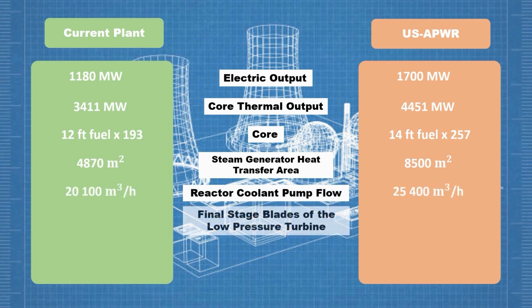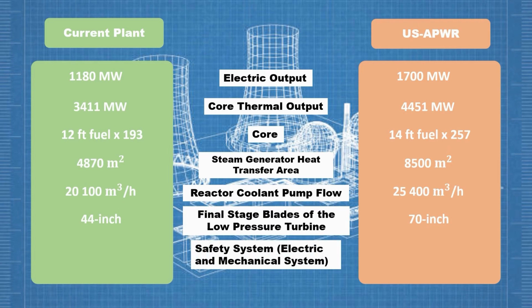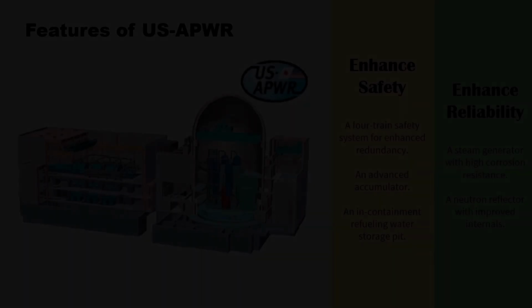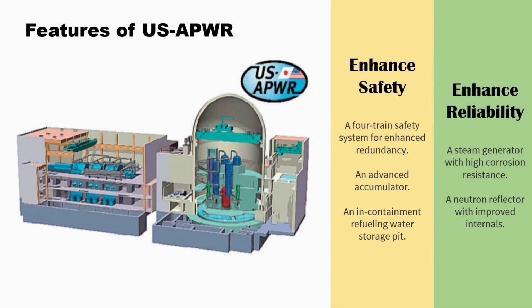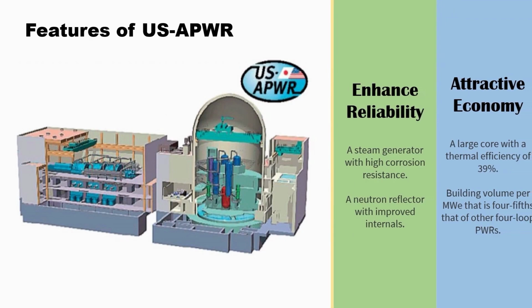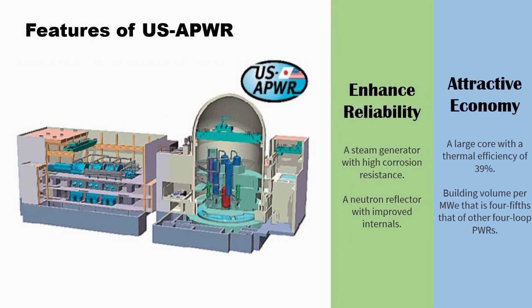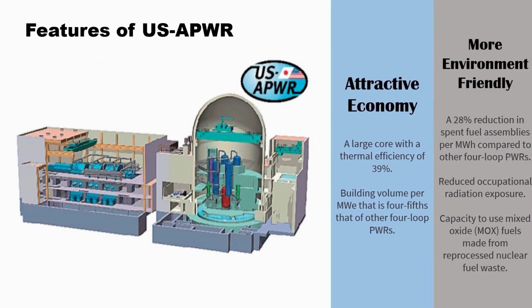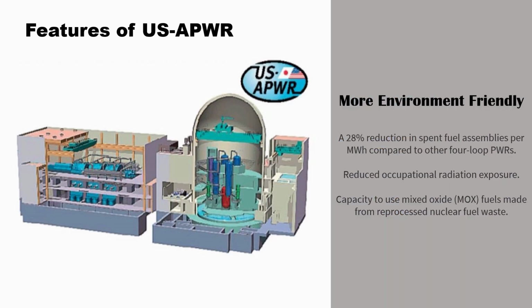The safety system in terms of both electric and mechanical systems is improved from having a 2 train configuration to a 4 train configuration. Features of the US-APWR include enhanced safety, enhanced reliability, attractive economy, and it is also more environmentally friendly.